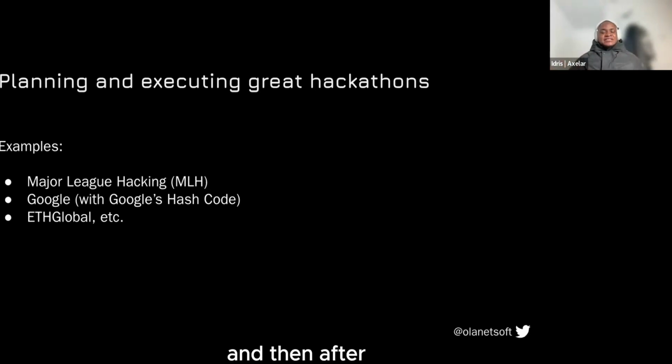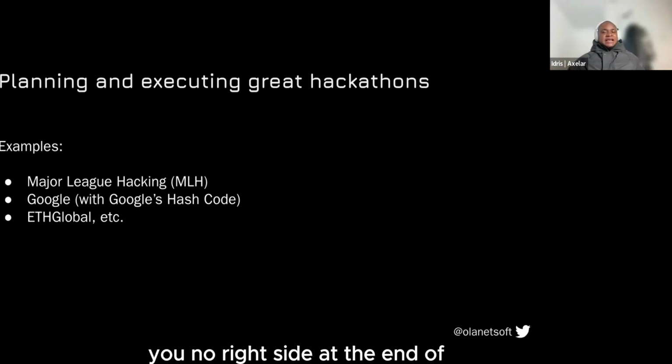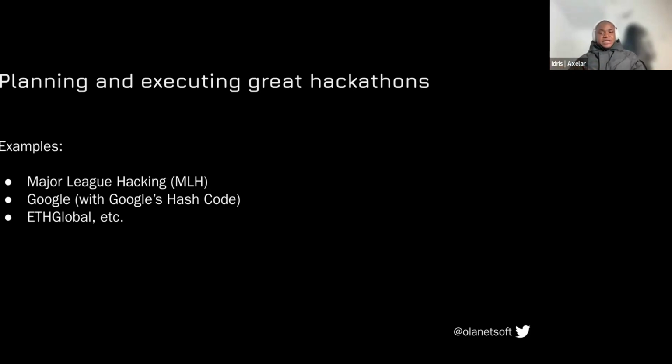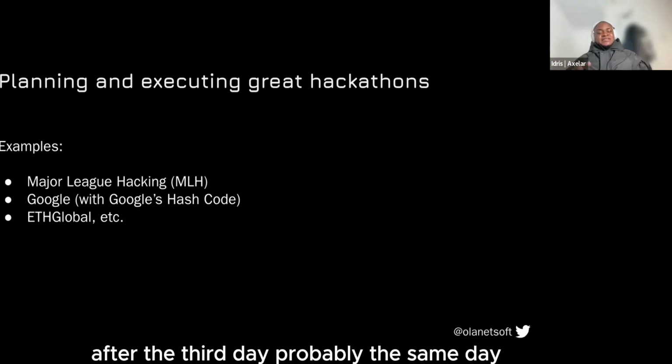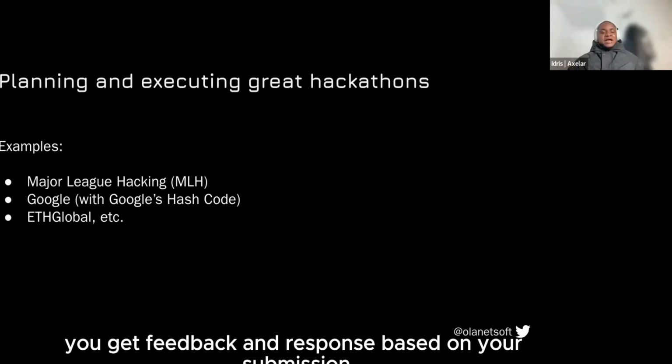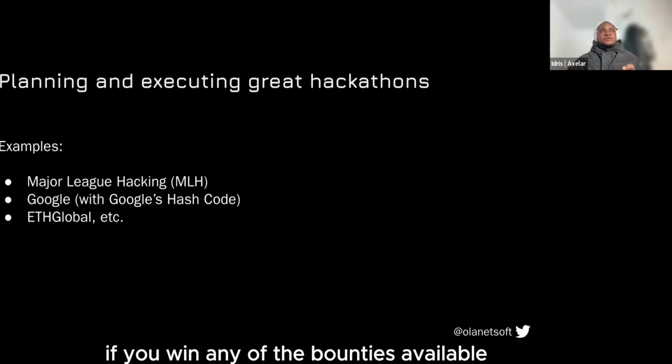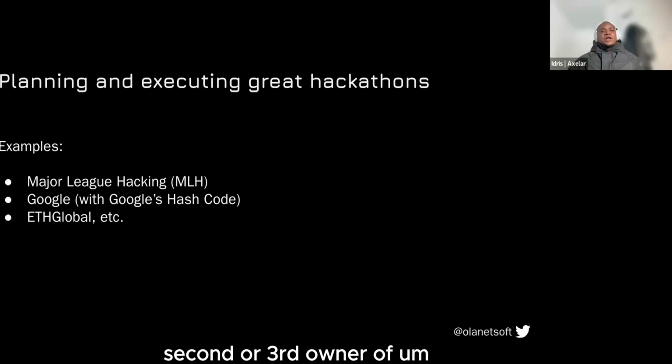And then at the end of that particular event, it's a 3 day hackathon. After the third day, probably that same day or the next day after the hackathon period ends, you get feedback and response based on your submission, if you win any of the bounties available, or you are one of the first, second, or third runner-up for that particular hackathon.